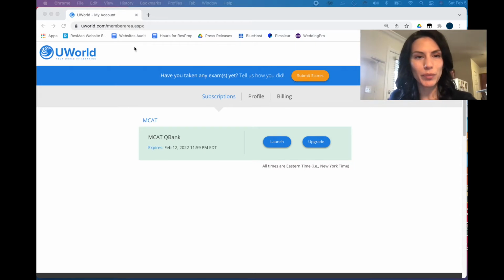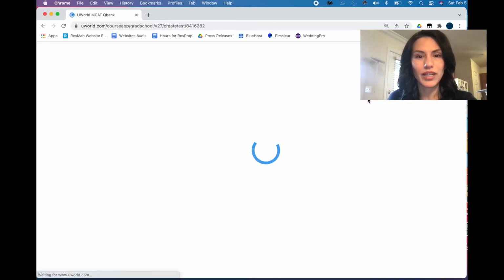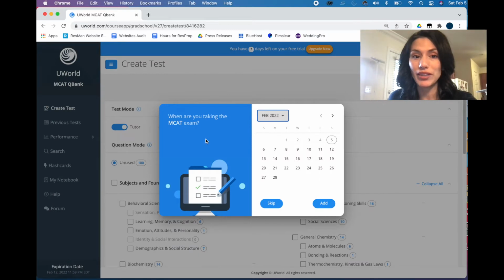Okay, so I have opened up UWorld. And this is what the screen looks like. Now, you don't have to use UWorld. You could use AAMC or Kaplan, whatever question bank you'd like. But I'm using UWorld today for simplicity. And so I'm going to go ahead and click Launch here. Alrighty. Now, I haven't done UWorld in a long time, so bear with me.